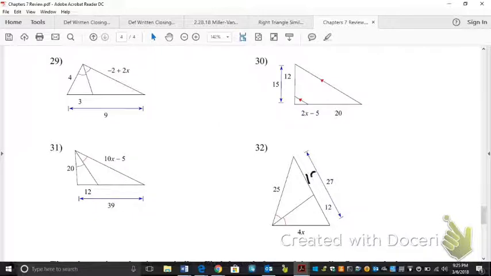On to number 32. Again, solve for that missing length. 27 minus 12 equals 15.